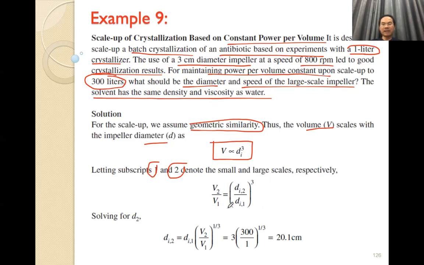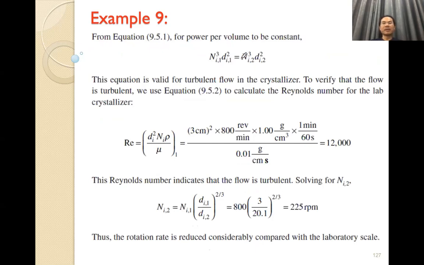That means for this case, you can determine the diameter of the large scale from this relation. The diameter of the small scale is 3 centimeters, the volume of the large scale is 300 liters, and the small scale is 1 liter. You get 20.1 centimeters. This is the diameter of the impeller. Okay, you know the diameter of the impeller. You can use the power per volume to be constant. For the power per volume to be constant, that means N1 to the power 3 of D1 to the power 2 of the small scale equals N2 to the power 3 of D2 to the power 2 of the large scale.